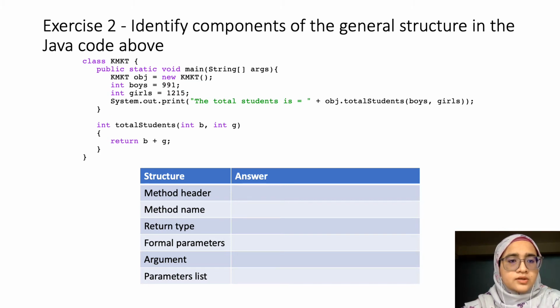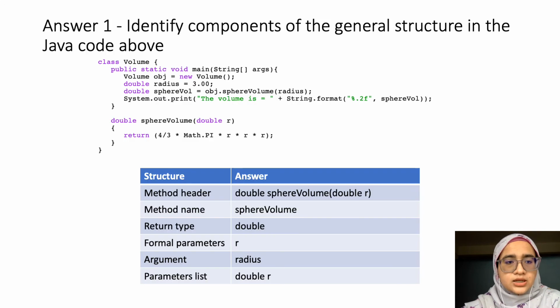Right, now we have the second exercise. Can you point out the same things for this particular code segment? So this one is a Java program about KMKT, and there are boys, girls, and then we will print the total students. Okay, there is another method here that will calculate b plus g. Alright, so can you identify all these structures? Okay, if you have your answer ready, let's check the answer.